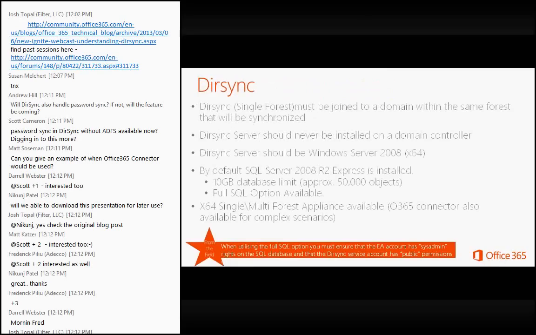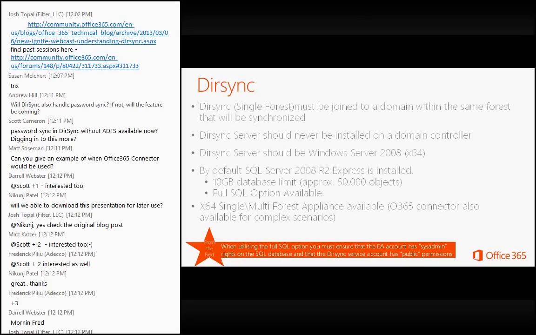So directory sync, the standard appliance, we're talking about single forest here. It must be domain joined within the same forest that you're synchronizing from, and it can't be installed on the same server as a domain controller. We do support the directory sync being virtualized, and it needs to be installed on Windows 2008 64-bit. And when you run the DRT, which we just talked about in the last slide, it will list the number of objects that you've got in your Active Directory source domain.